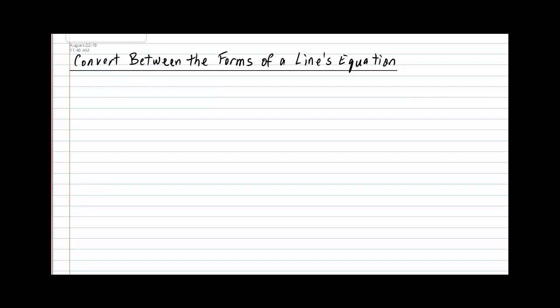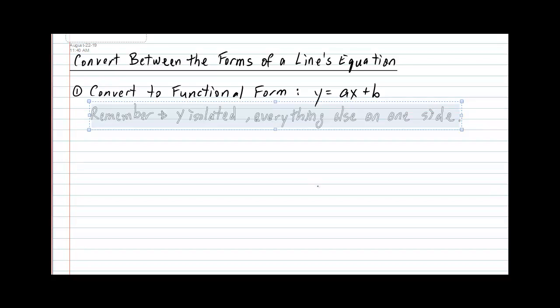First, we'll take a look at how to convert any other form into functional form, which is the format y equals ax plus b. The key thing to remember about functional form is that y has to be isolated on its own side of the equal sign, and everything else has to be shoved over to the other side of the equal sign. As long as your algebra skills are strong enough to accomplish this, you'll be fine.